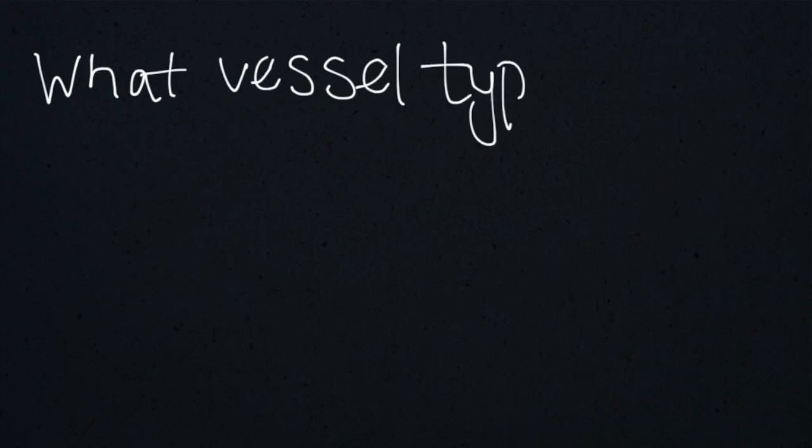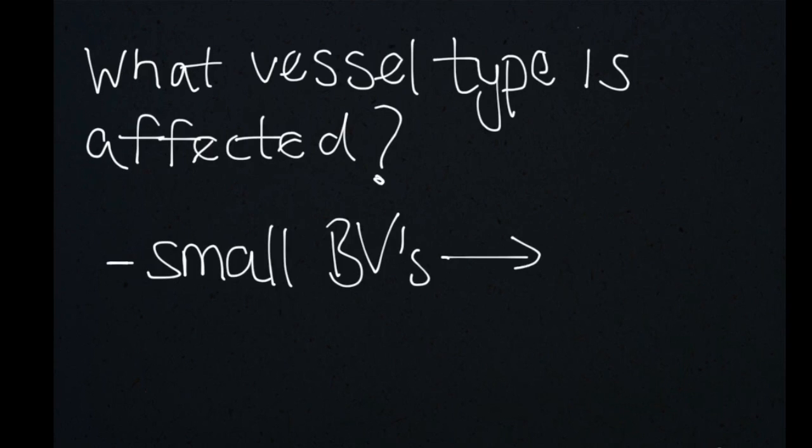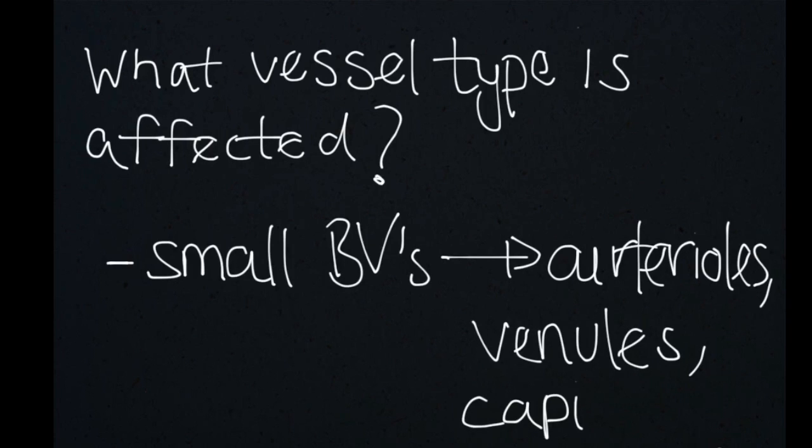So the first thing we want to ask ourselves here is what type of blood vessel is affected? The main type of blood vessels that get affected are the small blood vessels, which can include the arterioles, the venules, as well as the capillaries.